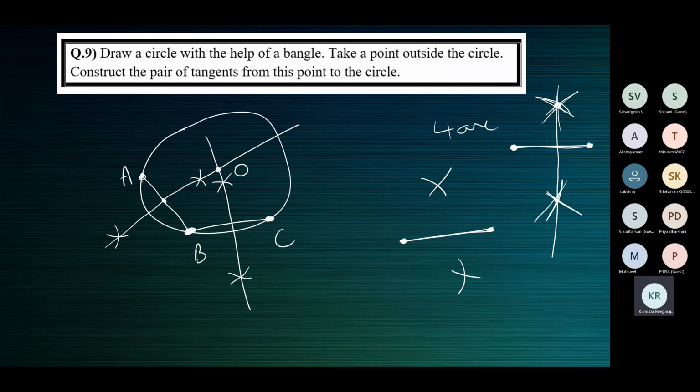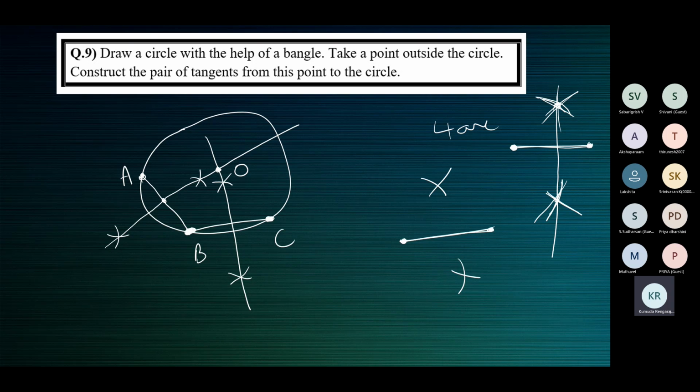So we first draw a circle with the help of a bangle. Next, we mark 3 points A, B, C on the circumference of the circle. We join AB and BC. Thus, we get 2 intersecting chords, AB and BC.